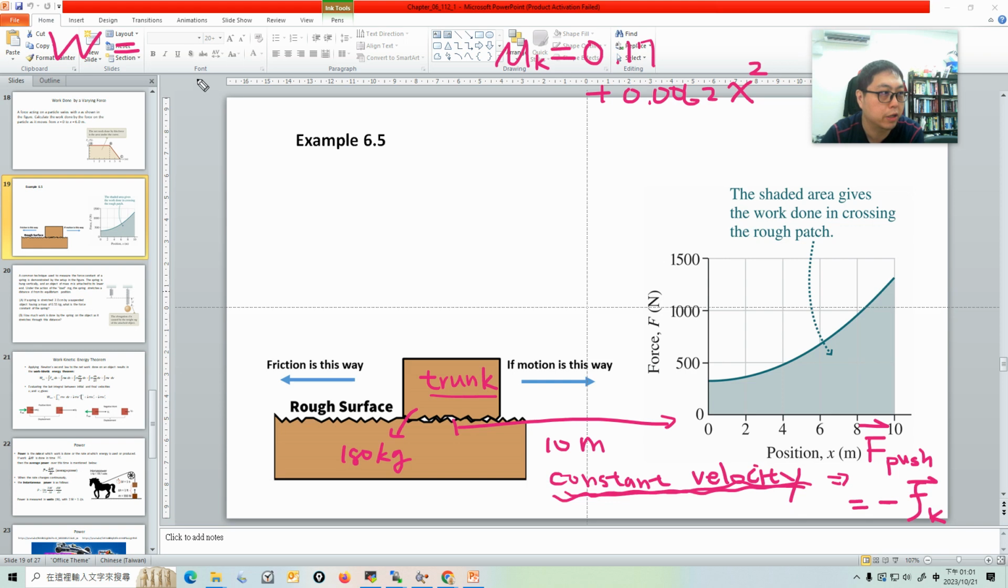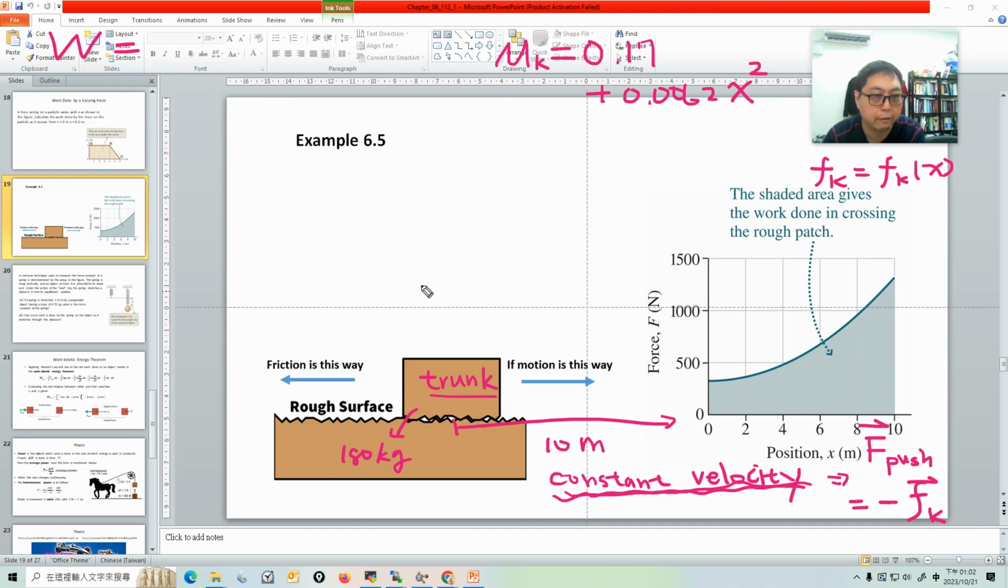So what's the work? We see this problem says that the kinetic friction coefficient is a function of x. That implies your friction force is also a function of x. It's very simple, the derivation, right? Your kinetic friction coefficient is a function of x, so your friction force must also be a function of x.